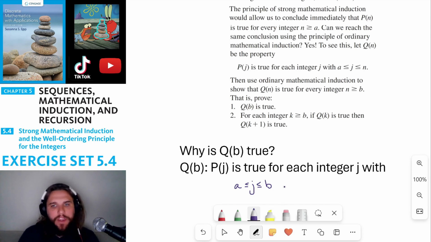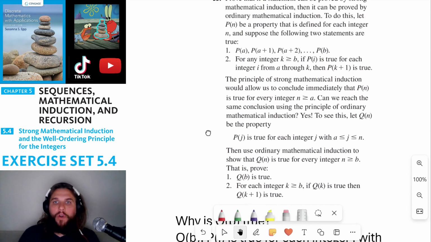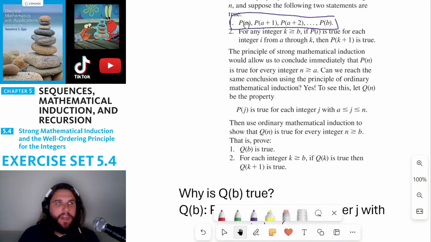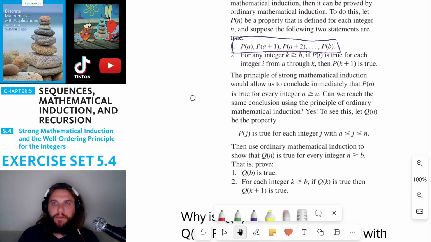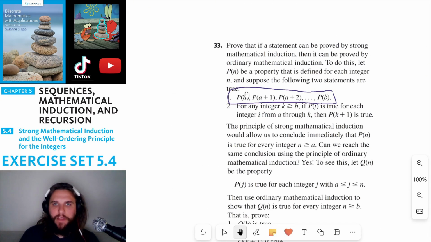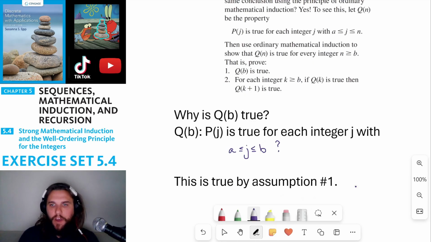Now, why would this be true? Why is P of j true for each integer j with a less than or equal to j less than or equal to b? Well, that's because we get to assume that P of a is true and P of a plus 1 is true, all the way up to P of b. So this is true by assumption number 1 up here. We get this for free. So that proves our base case. We've proven that Q of b is true.